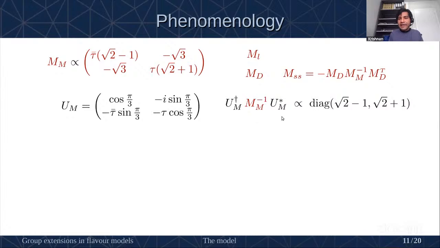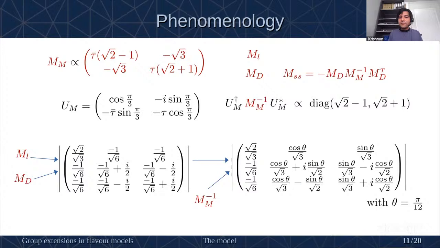You can diagonalize the Majorana mass part in this particular form with this pi by 3 rotation, and you get diagonal values, the eigenvalues, as root 2 minus 1 and root 2 plus 1. This turns out to be later the masses of the light neutrinos, which I am very excited about, and which I showed you in one of the earliest slides, where I compared this prediction with the observed experimental masses, and it turned out to be really good agreement. So that's coming from here.